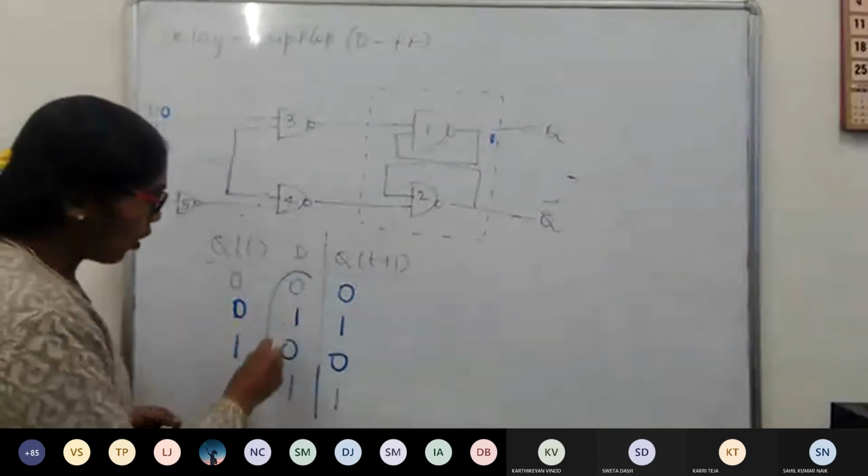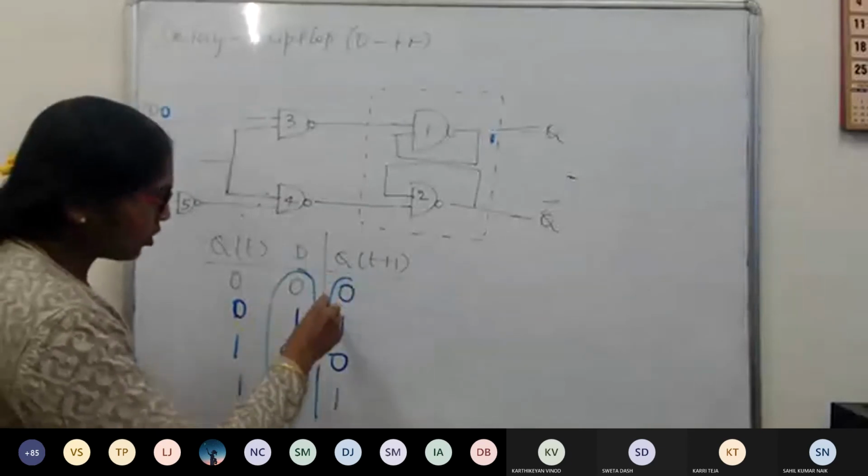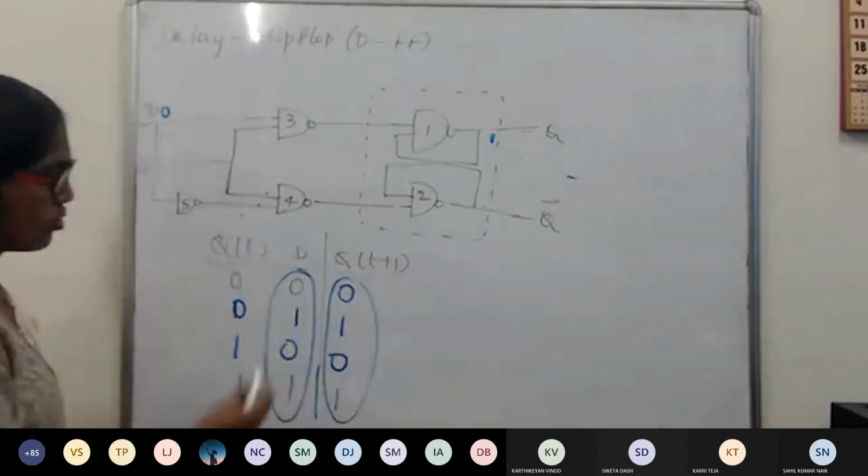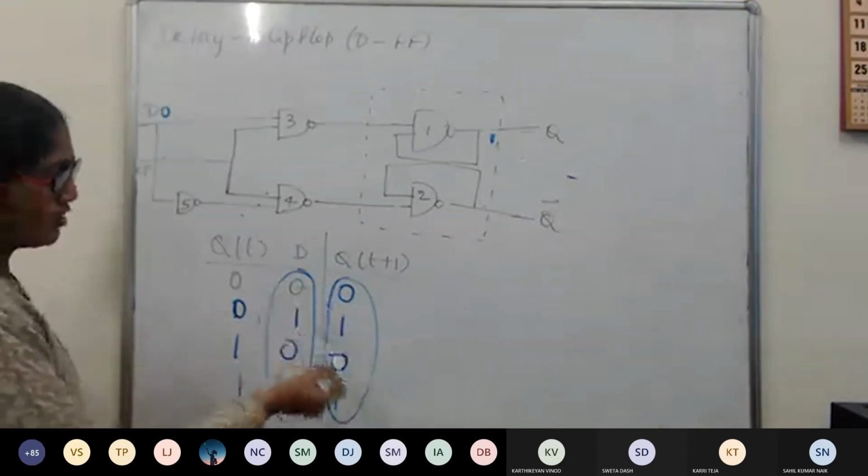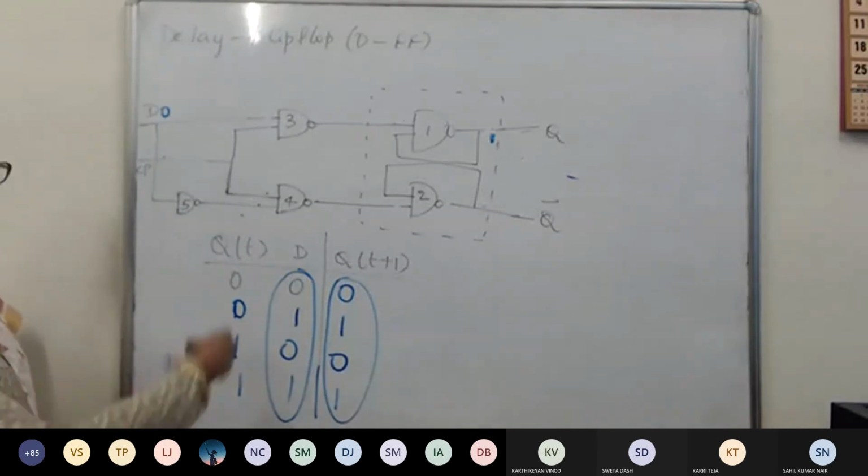If you observe, whatever D is there, that only is passed here. Did you see? This is 0, this is 1, this is 0, this is 1, irrespective of whatever the previous state is. Don't you feel? So, this is what the delay flip-flop is.